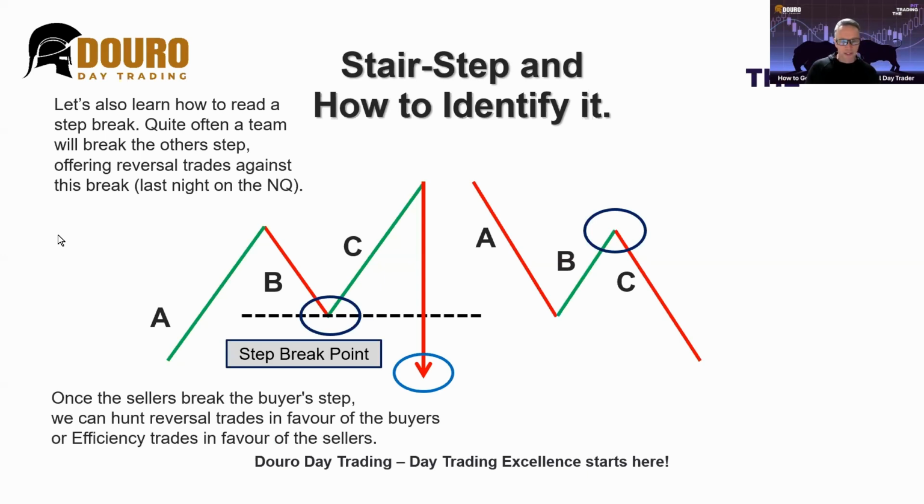Once the sellers break the buyer's step, we can hunt reversal trades in favor of the buyers or efficiency trades in favor of the sellers. What does it mean? As we wait for the candle to close, so for those of you looking for really high consistency with your trading, we wait for the candle to close and then we ask the question, is that a valid sell signal? Awesome, I'm going to join them. If it's not a valid sell signal, fantastic, I'm going to look for a reason to buy.